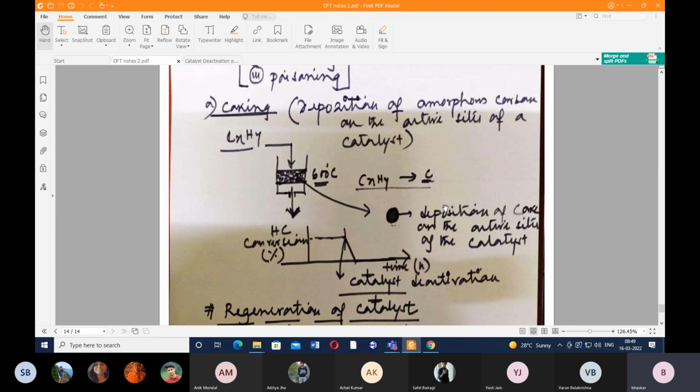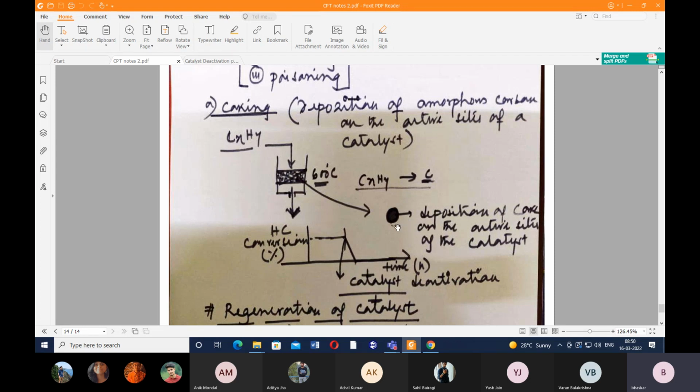So how to get rid of it? Any idea how to get rid of carbon deposition? Remember, we allowed the reactor bed to cool down to room temperature, and we disconnected this setup and everything, and we took the catalyst pellets out of this bed. And we'll have to perform the regeneration operation.